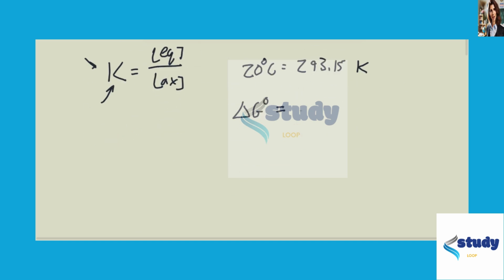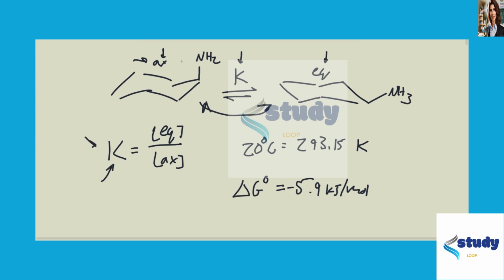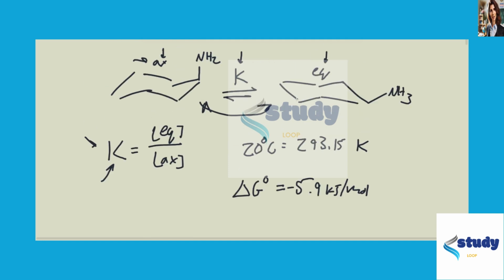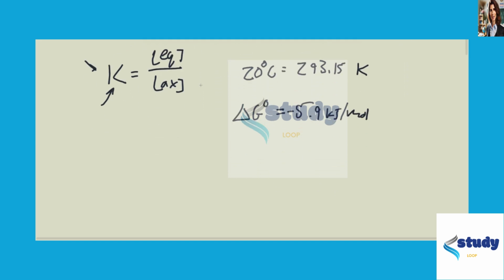Delta G naught is negative 5.9 kilojoules per mole. And that makes sense that energy would be released, right? Axial is higher energy than equatorial. So if our delta G is negative, that corresponds to our intuition about going from a high energy to a lower energy state, that energy should be released. Okay, so how do we find K, right, given delta G?